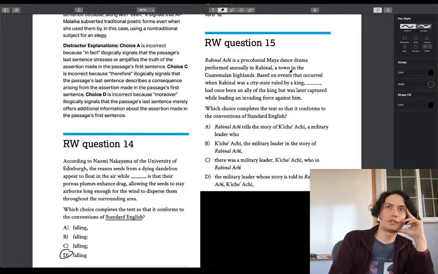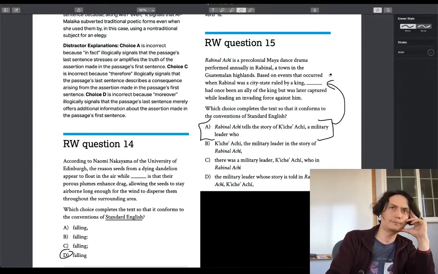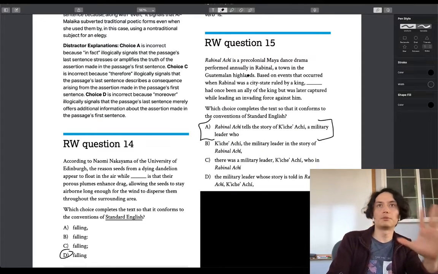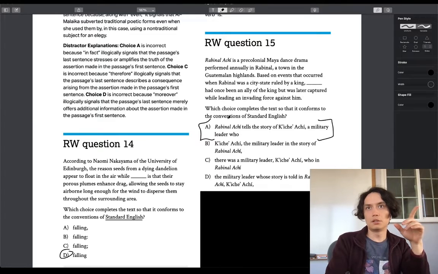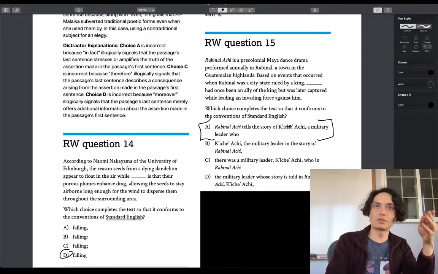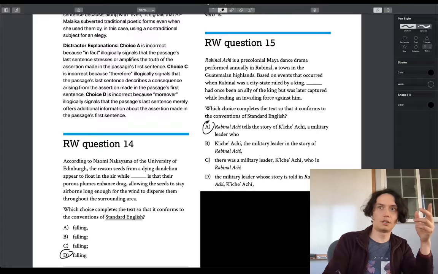But okay, based on events that occurred when Rabanal was a city-state ruled by a king, you want to just jump and try to read this? Yeah, in the previous SAT, this whole thing would be in the passage and underlined. And I suppose that's not meaningfully less jarring. Anyway, it's just going to be weird if this isn't the right answer, it's just going to be confusing. Based on events that occurred when Rabanal was a city-state ruled by a king, Rabinal Achi tells the story of this dude, a military leader who had once been an ally of the king but was later captured. Well, this looks like it makes sense on the surface.